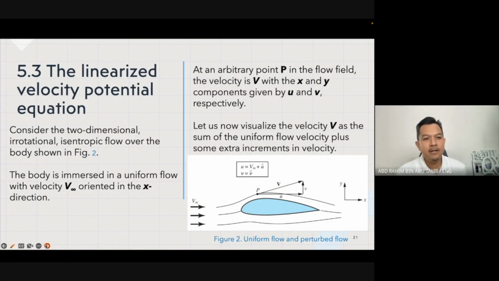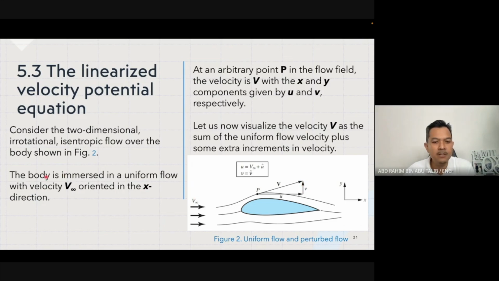With regard to the linearized velocity potential equation, we want to consider the two-dimensional irrotational isentropic flow over the body. This is the airfoil shown in figure 2. Imagine there is an airfoil in a free stream of uniform flow and perturbed flow. You can see there's a free stream velocity, and we have velocity components U and small v.